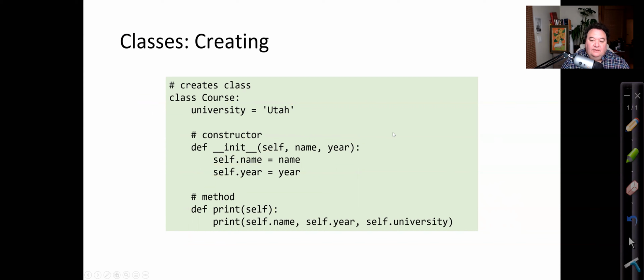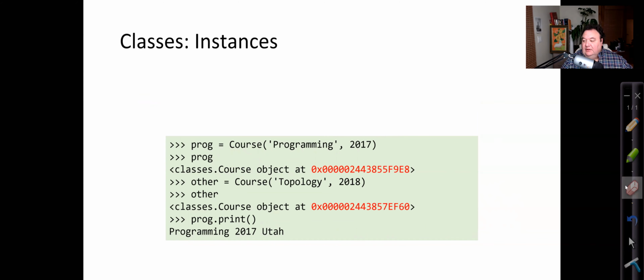And so if one uses this in practice, you can create an instance of a class, let's say prog course programming 2017. Now the value of prog itself is actually an instance of a class. So you find as a value this kind of cryptic descriptor, which means it's an instance of a class. I can create another one, similar result, but then I can call a method for each of those, and for example, print the values inside.